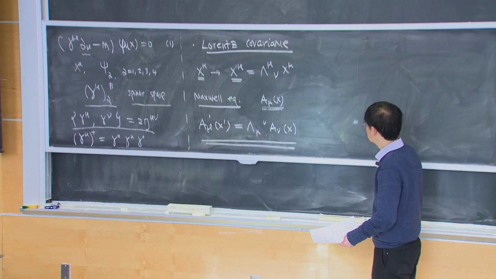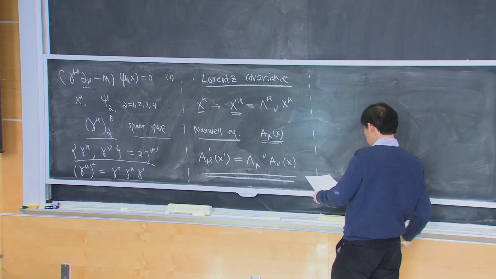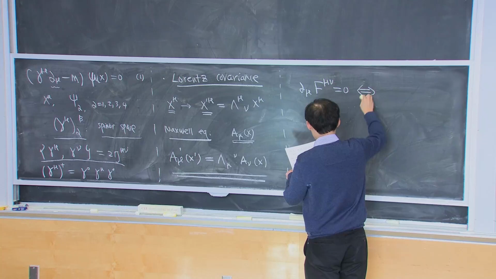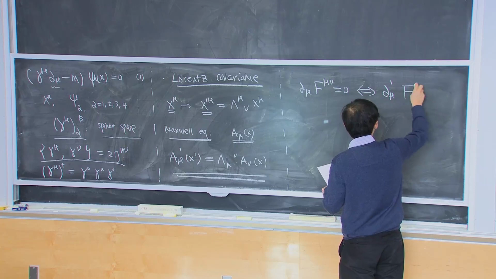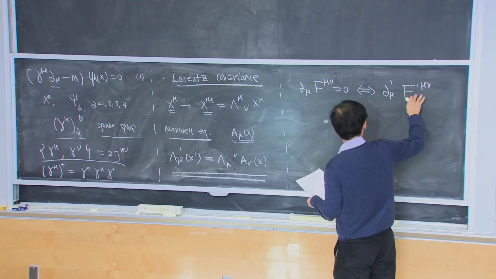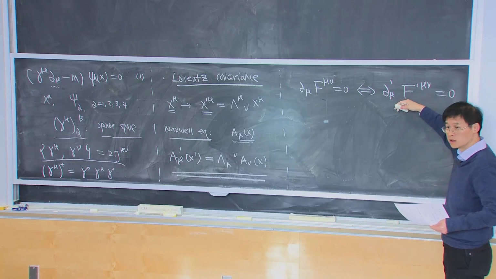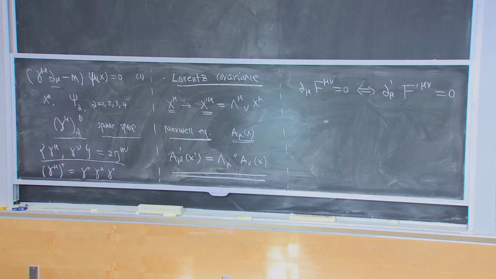Given this, I will not show it now, but you should convince yourself, try to check yourself, that the Maxwell equation, which can be written as ∂_μ F^{μν} = 0, implies that in the new frame ∂'_μ F'^{μν} = 0, where F' is obtained from the new A'^μ. These two equations are equivalent: one in one frame, and the other in the different frame. So the equation has exactly the same form, but now in the new frame, okay? Good.